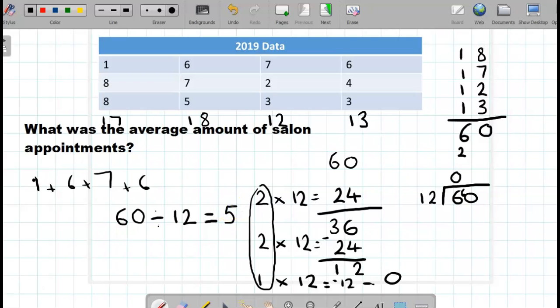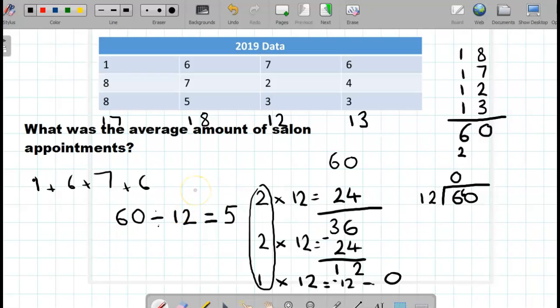But like I say, due to the amount of times tables tests I had to do at primary school, which if anyone listens to this video, if you ever had to do weekly times tables tests, as a child, I don't think you ever forget them. And I remember 12s was the one that I really hated. So I think that's possibly why it sticks with me now. But I know 5 times 12 is 60. But I also used my chunking to get there. So if you weren't confident in that, that is a method you can use. So the answer to this, the average amount of salon appointments is 5.